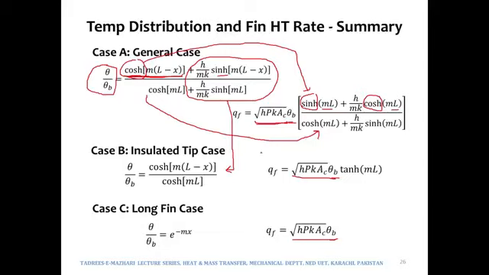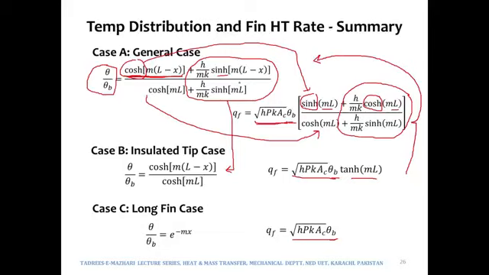Right? And how did we come up with this expression of theta over theta b for insulated tip from the general case? We just did not write the second half. Over here we will do the same thing. We will not write this thing over here. So what would it be? It would then be sin hyperbolic ml over cos hyperbolic ml, means tangent hyperbolic ml. So in fact this expression is coming from here and this expression is coming from here.